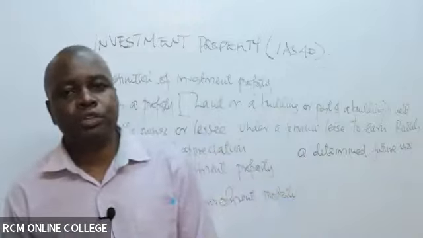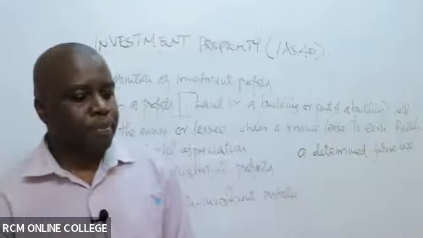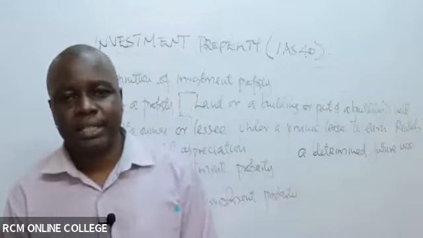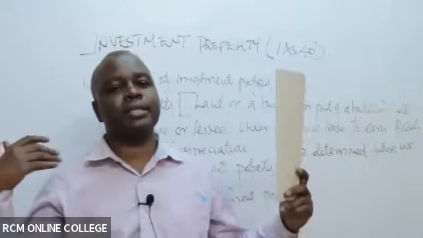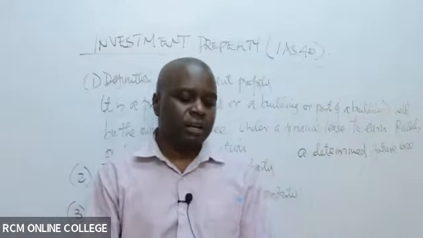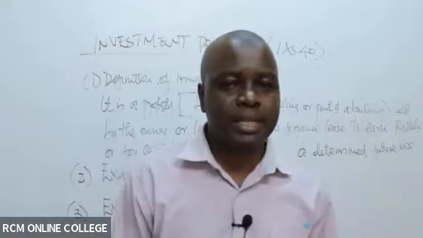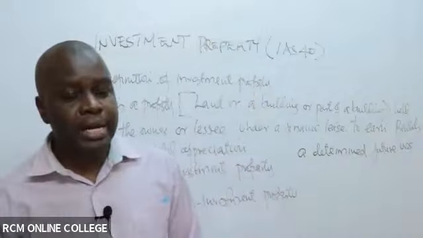Number three, property being constructed on behalf of a third party. You can be a contractor who constructs properties or buildings. So they can't be investment property.